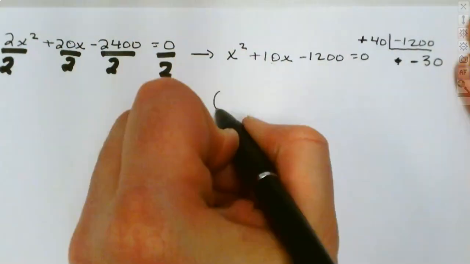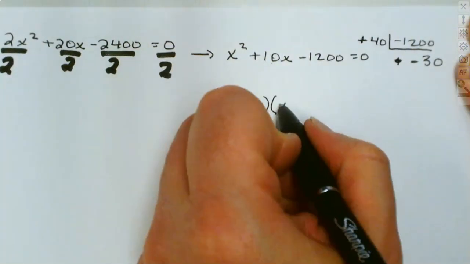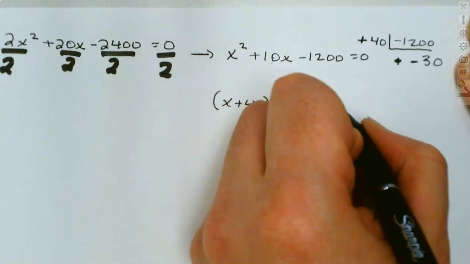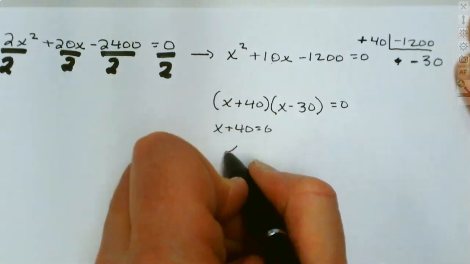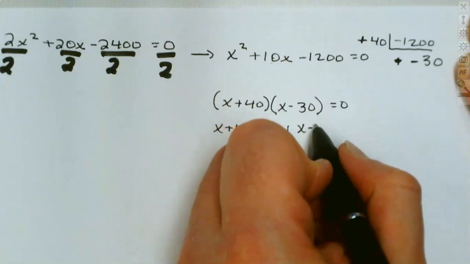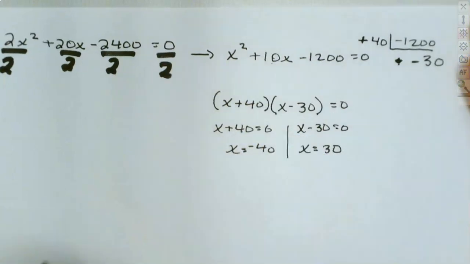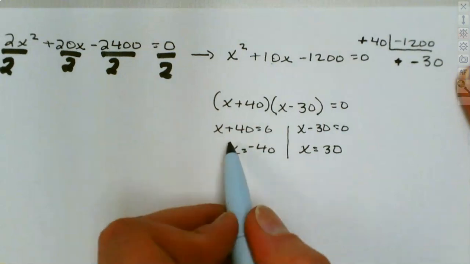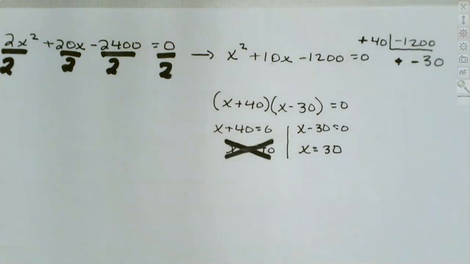So now we have x plus 40, x minus 30 equals 0. So x plus 40 equals 0, so x then equals a negative 40. X minus 30 equals 0, so x equals 30. Now, obviously, the x equals a negative 40 is not going to work because x is a length here. So that has to be thrown out.